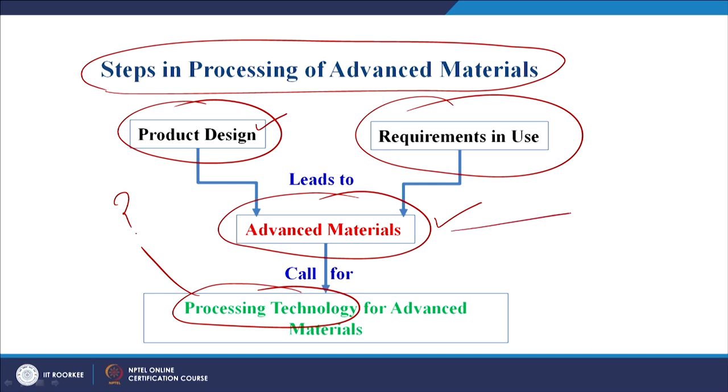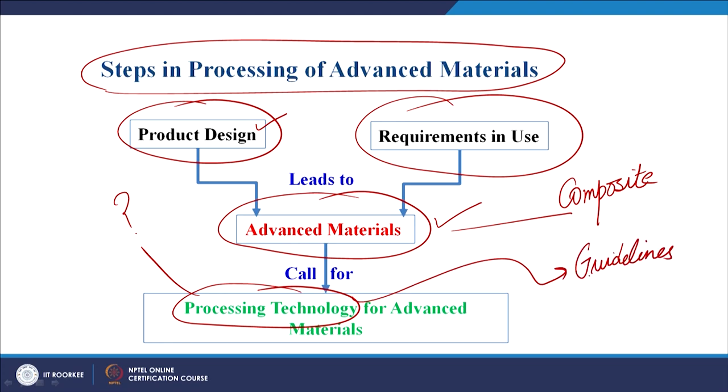These are the materials, and maybe one category of these materials can be composite materials. And what are the processing guidelines for these materials? Because for the traditional materials that are being used, more or less there are standard guidelines which we are going to cover. We are not going to exclude those guidelines. We are going to cover those guidelines also for standard processes.